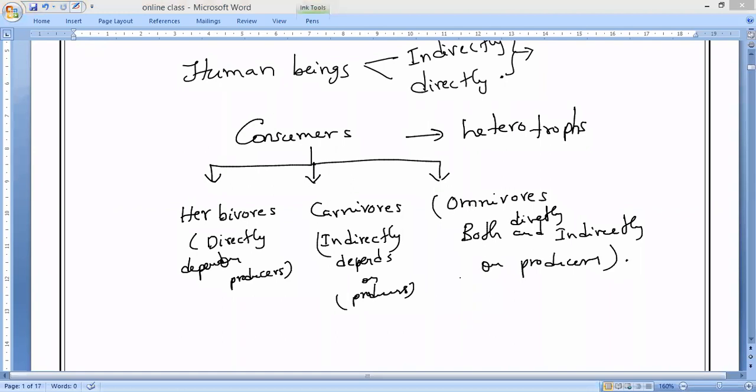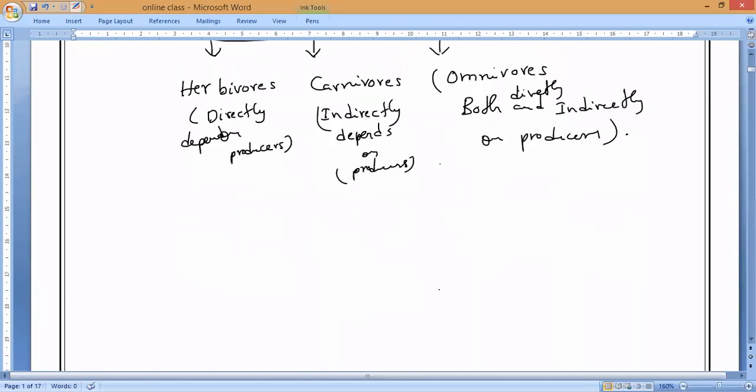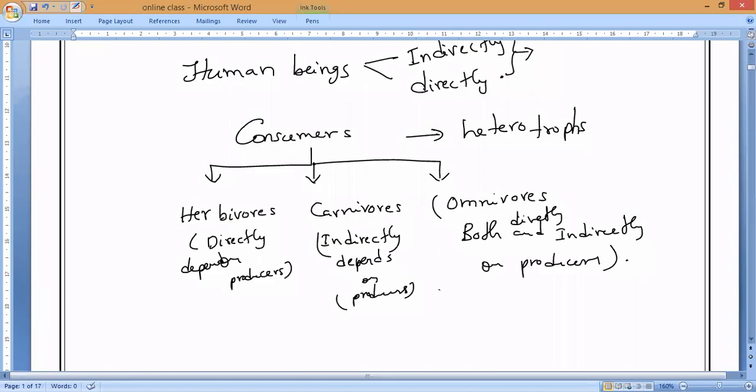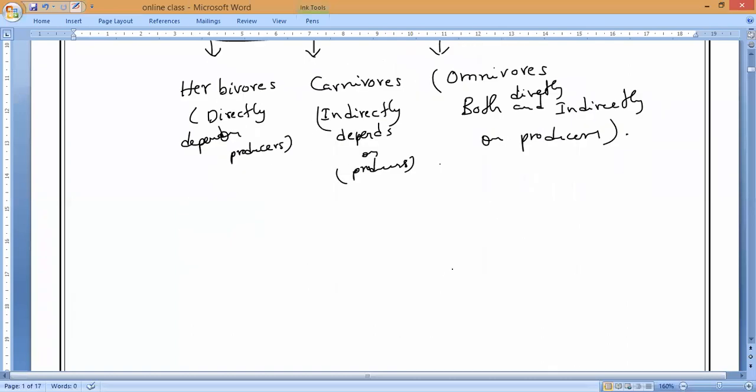So now, if you notice, these are what we call consumers. Consumers are of three types based upon whether they depend indirectly or directly on the producers. As we know, the producers are the primary source of energy or food, which they synthesize by the process of photosynthesis.